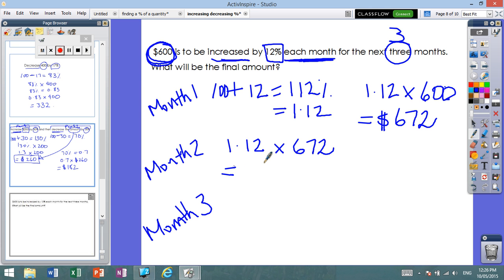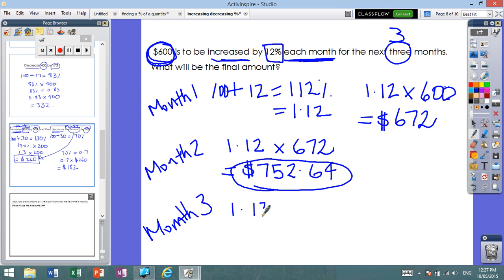So, when I calculate that, I end up having, after 2 months of putting it in the bank, this is why saving is good, people, $752.64. So in the third month, I'm going to use this amount as my next amount, and I'm going to times it by my 112%, which we worked out from the start, and calculate the next bit, which ends up giving us 842.9568.